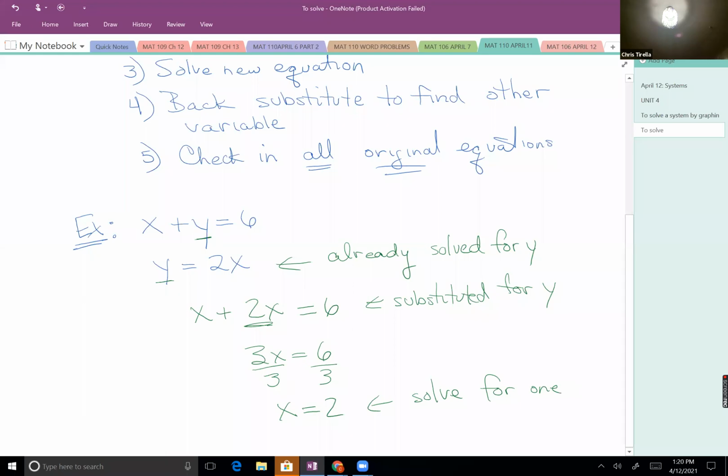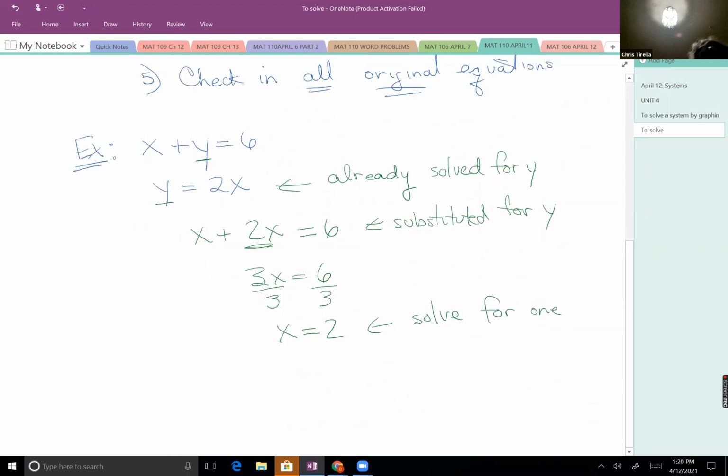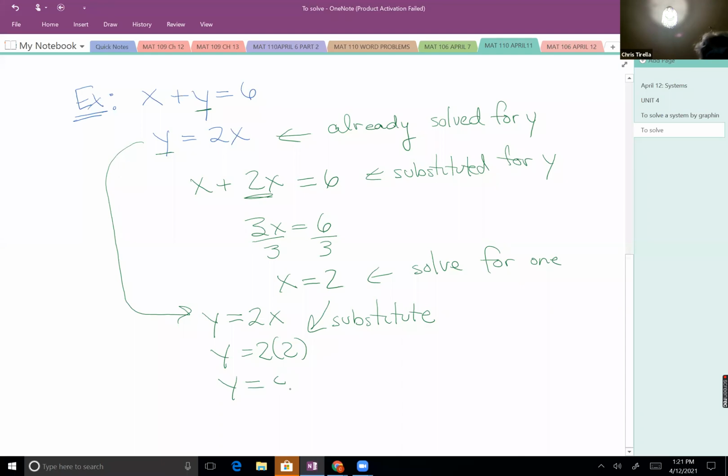But I still have to find the other variable. And to do that, I can use any of the equations. But being I'm looking for y, I find the one with y alone the easiest one to use. So if y equals 2x, we'll substitute y equals 2 times 2. And so I get y equals 4. And so my solution would be the point x is 2, y is 4.